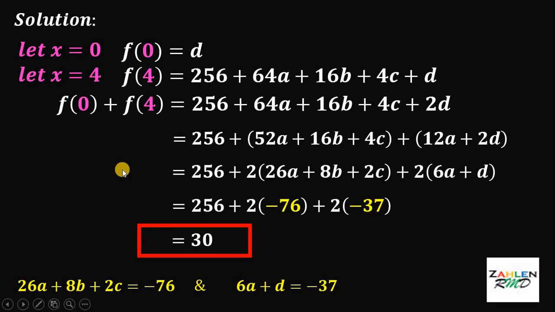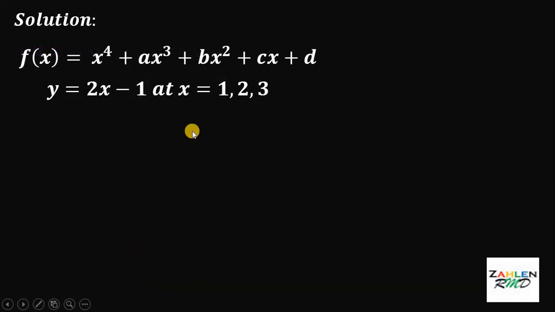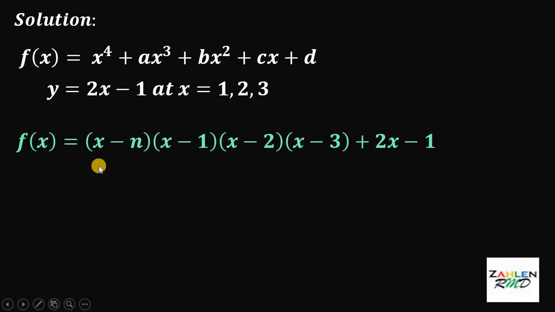Now, this is the long method. Now, how about the shortcut? So, let's see. First thing to do is to think of a function that satisfies this condition. It is a quadratic equation and it satisfies y equals 2x minus 1 at x equals 1, 2, and 3. So, let f of x be equal to x minus n multiplied by x minus 1 multiplied by x minus 2 multiplied by x minus 3 plus 2x minus 1.